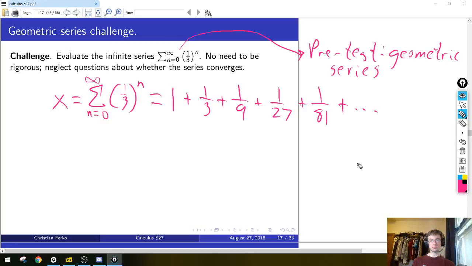Okay, so now I'll ask you for ideas. Do you see a way to manipulate the right side of this equation so that it becomes an expression which involves x? In other words, do you see a way to re-express the right side of this equation, or part of it at least, in terms of x itself?